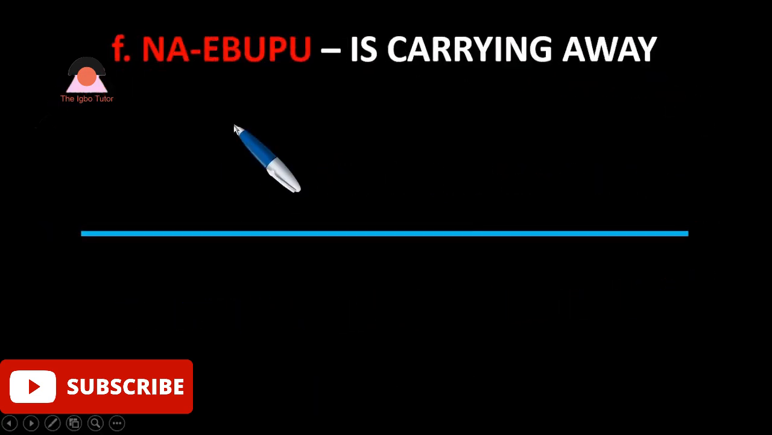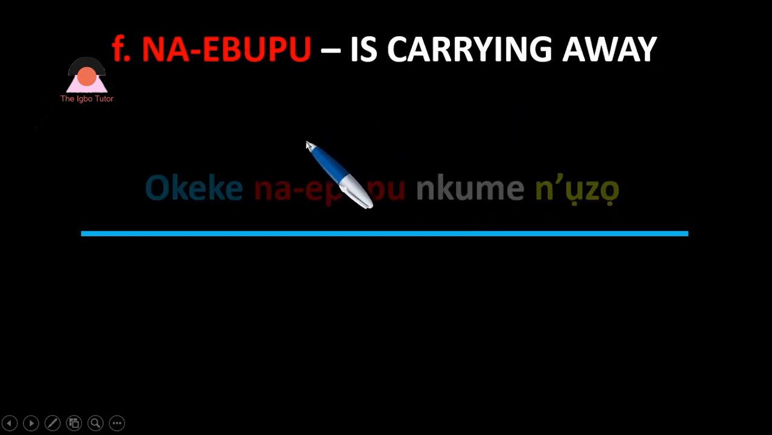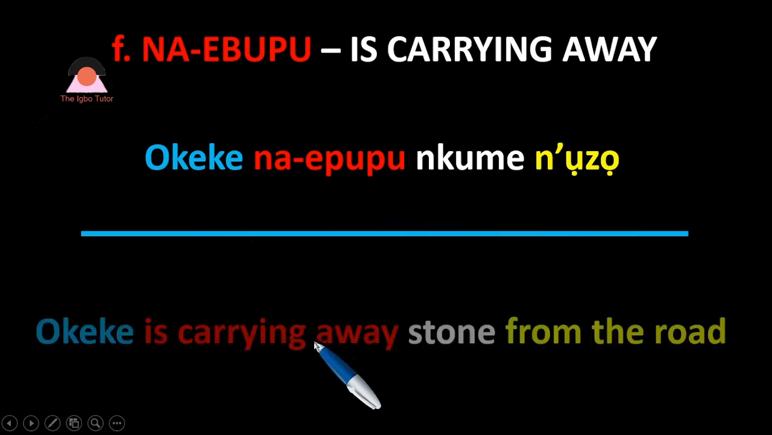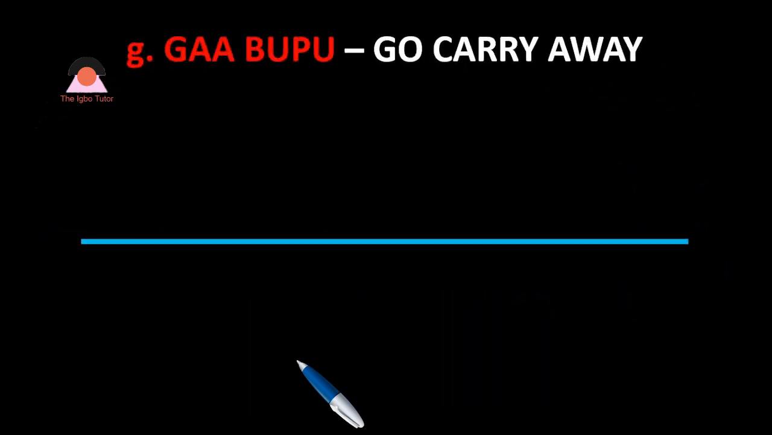We'll move on to the next one, na ebupu, which means is carrying away. Our sentence now. Okeke is a person's name. Okeke na-ebupu nkume n'ụzọ. What does this mean? Okeke is carrying away stone from the road. Of course, from the color, you can see that nkume means stone. Okeke na-ebupu nkume n'ụzọ.